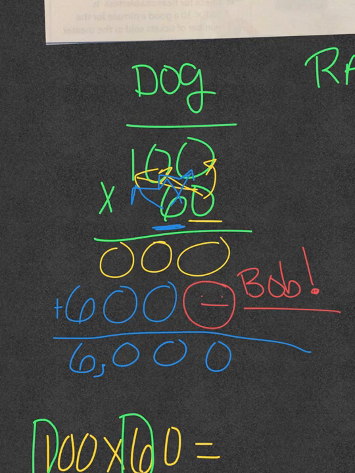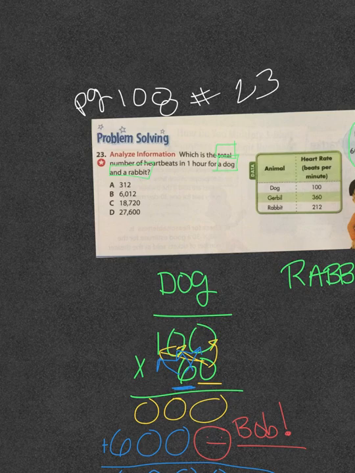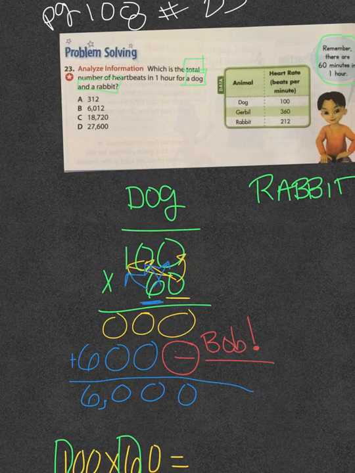So 6,000. What does that 6,000 represent? Heartbeats. It says right here, heartbeats. Oops, I just covered it up. Heartbeats. So we're looking at heartbeats in 1 hour. So a dog has 6,000 heartbeats.